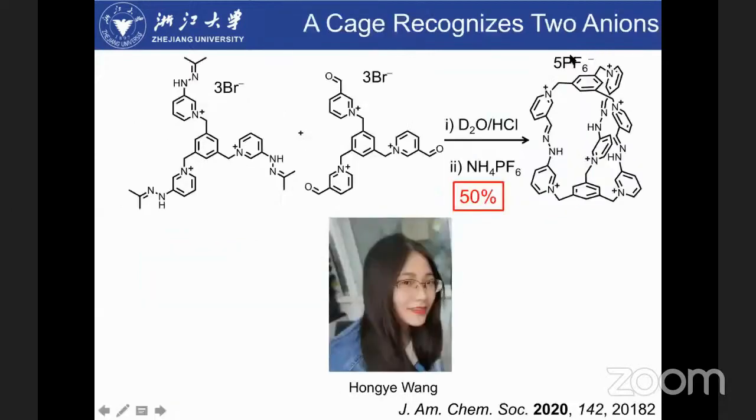And recently, we used this method to synthesize a cage. You can see this is a protected hydrazide, this is an aldehyde, and then we mix these two species in water, and we use acid to remove the acetone protecting group, and this acid will catalyze the imine bond formation. Finally, we can get this macrocycle in 50% yield, and after counter-anion exchange, we can get a pure compound.